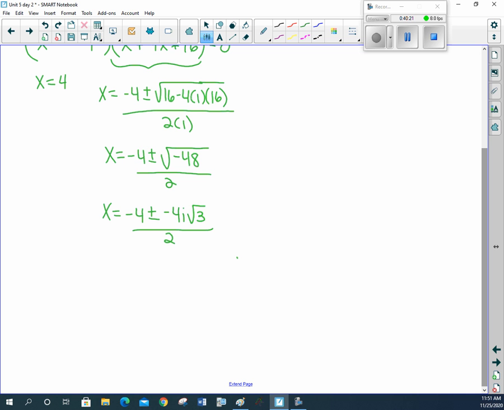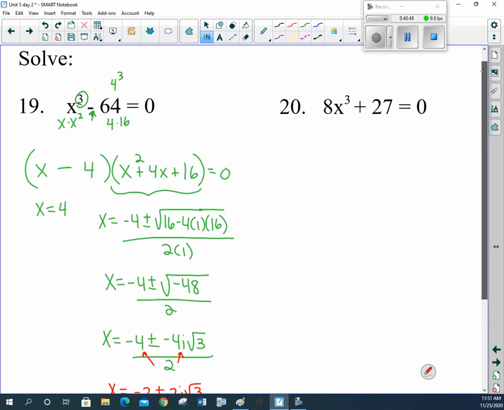Remember, the 2 has to divide into both pieces. So you have to do the dividing by the 2 last. You have to wait till you reduce your radical before you can divide by the 2. So x equals -2 plus or minus 2i root 3. Okay, there's your other two answers. So x equals 4 is one answer, and then the -2 plus or minus 2i root 3 are the other two answers. Okay, one more time.